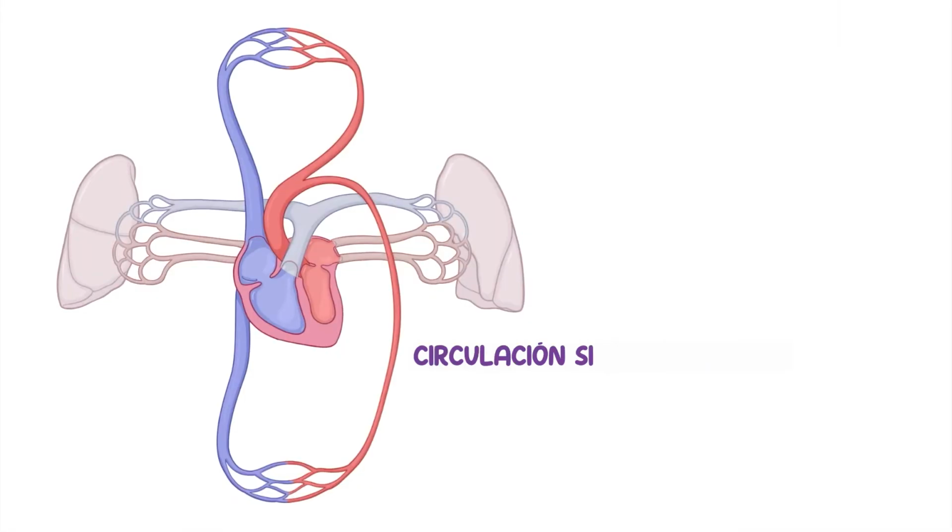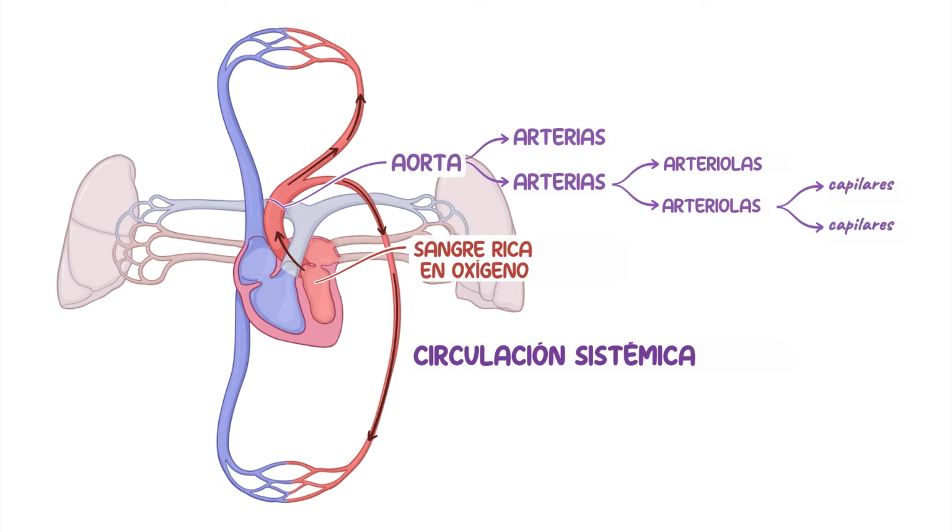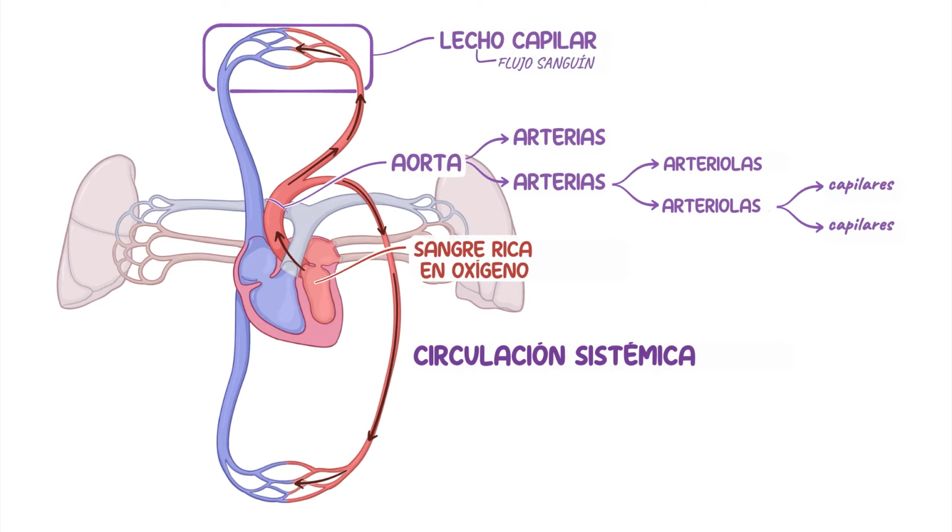Now, this is where the systemic circulation begins, pumping oxygen-rich blood into the body's largest artery, called the aorta. Along its course, the aorta gives off smaller arteries that gradually branch into smaller vessels called arterioles. Near the body tissues, these arterioles further divide into smaller vessels called capillaries. These capillaries form small networks called capillary beds in which blood flow is reduced. This reduction in blood flow allows the exchange of gases, nutrients, and waste products between the blood and tissues.